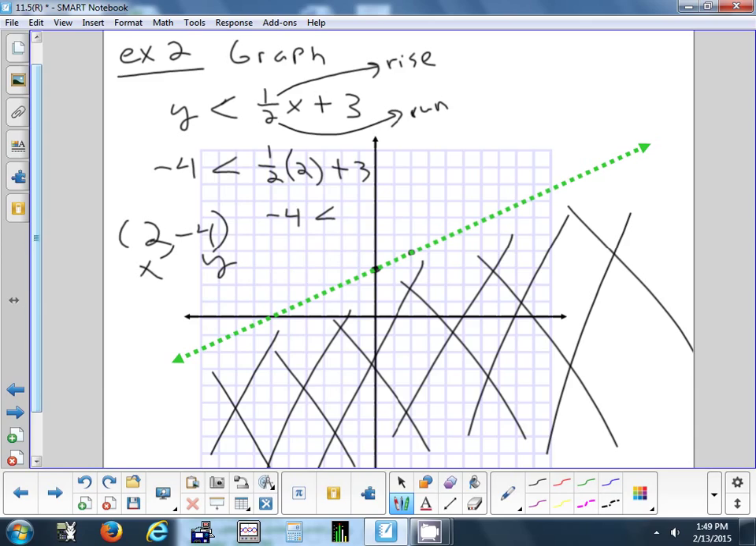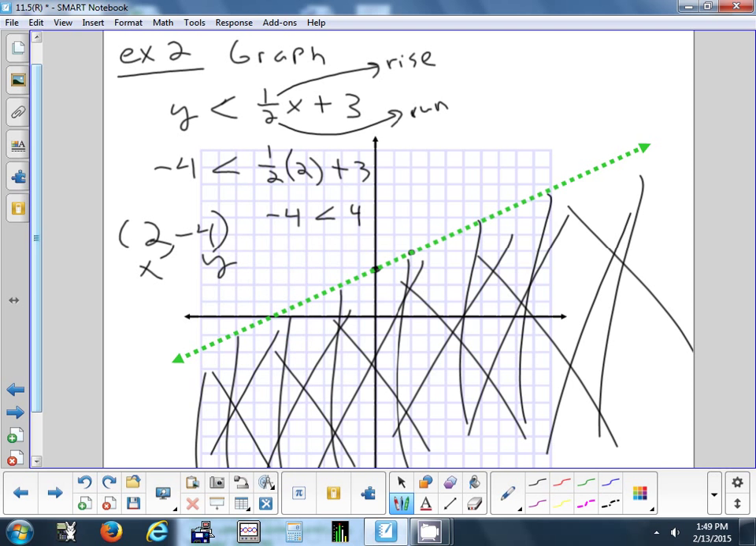What's 1 plus 3? 4. Is -4 less than +4? Is that true? Yeah. So does that answer the question why we shade? We're just marking everywhere that there's an answer. Okay? Any point in this area is a solution to that problem.